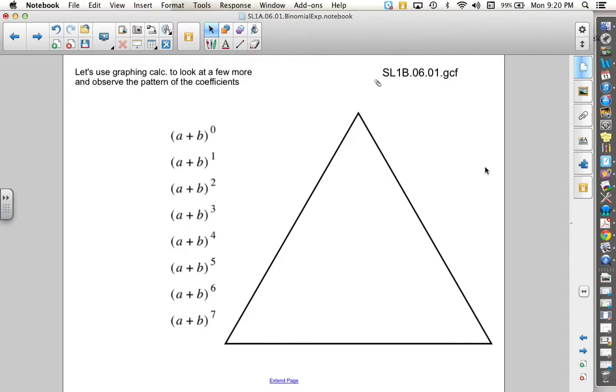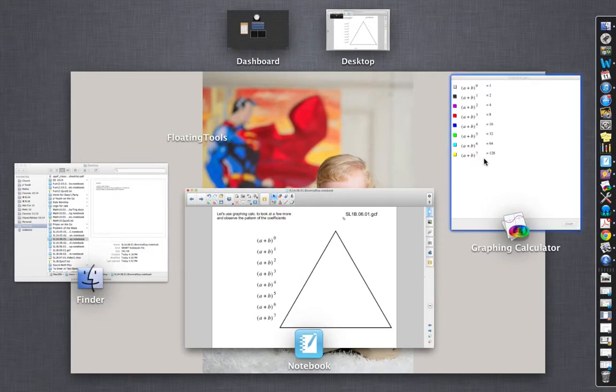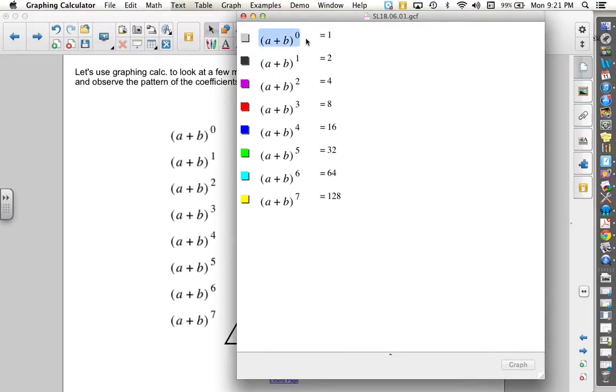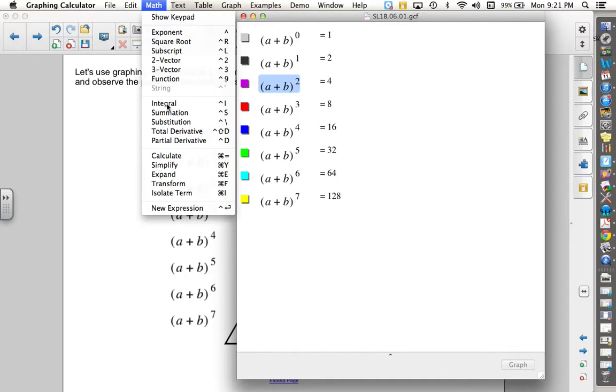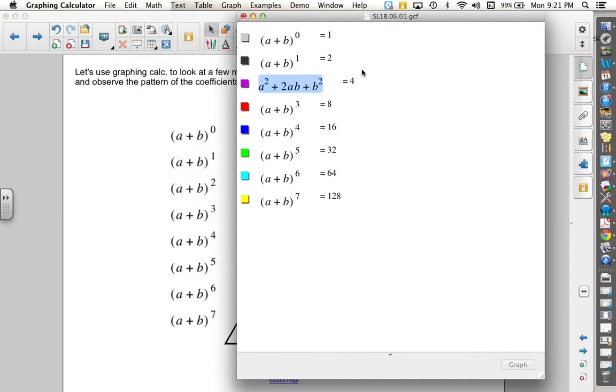We're going to look at each of these expansions, and I've made up a little graphing calculator file here so that we don't have to do each of them by hand. A really neat function of your on-computer graphing calculator is that it can actually expand these expressions. For example, if I highlight this and go to math, expand, it will expand it out into a squared plus 2ab plus b squared. Just ignore these numbers here. All that is doing is assigning a value to a and b of 1. It's just the way the program works, but we don't have to worry about those.